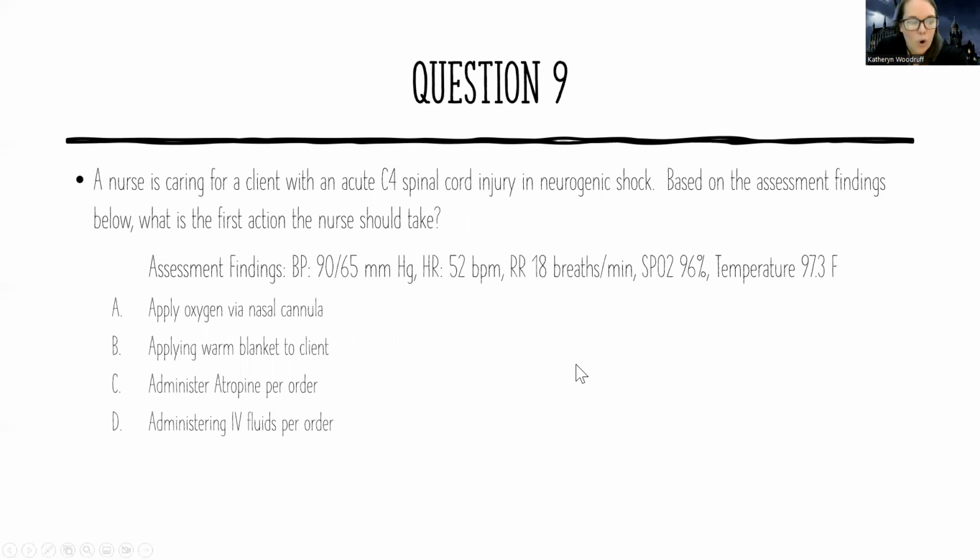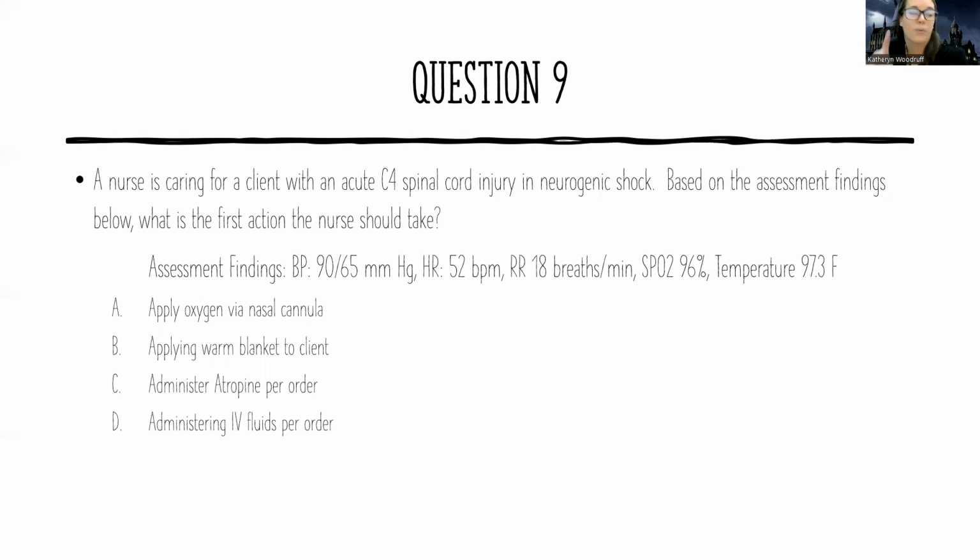Question 9, don't worry, we're almost there. A nurse is caring for a client with an acute C4 spinal cord injury and neurogenic shock. Based on the assessment findings below, what is the first action the nurse should take? So we've got a blood pressure of 90/65. Oh, sorry, real quick. So C4.